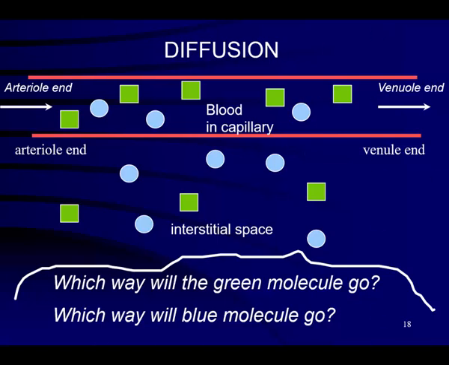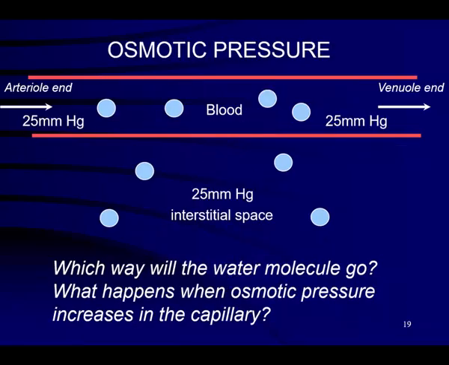So in this picture here you have the arterial end of the capillary and the venule end of the capillary at the right side of the slide, and the molecules are diffusible, so these molecules are probably gases. And remember, by the rules of diffusion, things will move from high to low concentration. So the green molecule, because there's more in the blood than there is in the space, is going to move into the space, and the blue molecule will move back into the blood, based on the rules of diffusion.